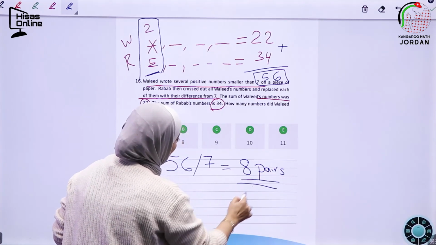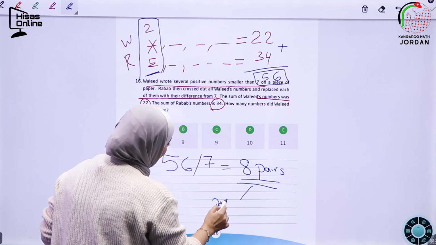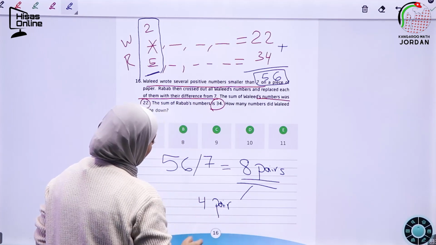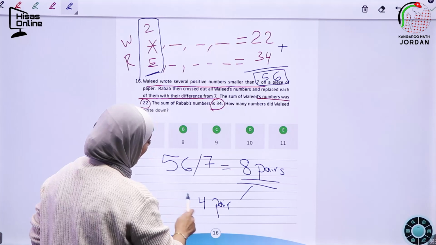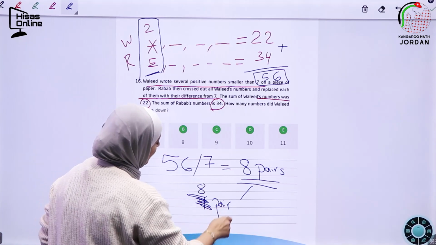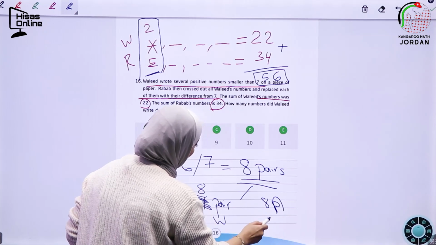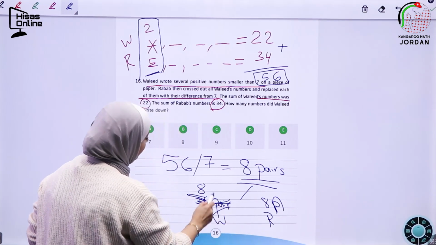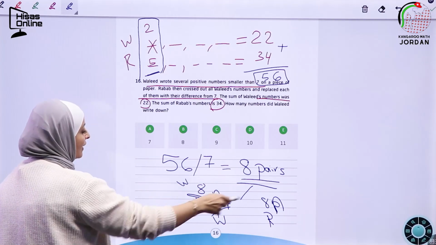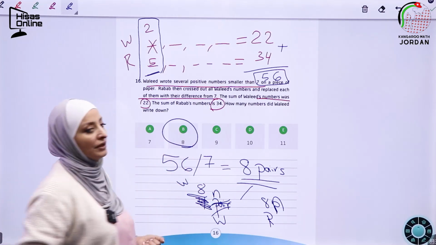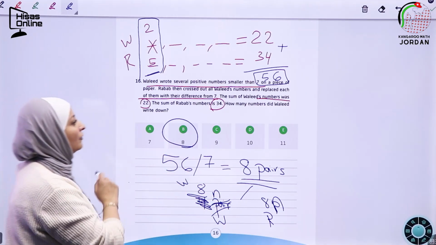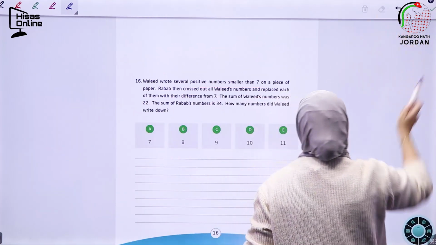So 8 pairs: 8 numbers for Walid and 8 numbers for Rabab. So my answer is B. Good to know. Let's continue.